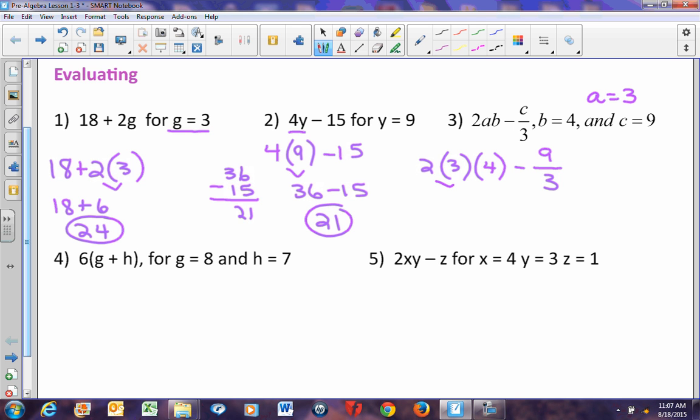so I have to do all the multiplication first. Okay, so I have 2 times 3, which is 6, 6 times 4, which is 24, minus, and 9 divided by 3, I can do this, because 9 divided by 3 happens to be 3. So 24 minus 3, which happens to be 21.